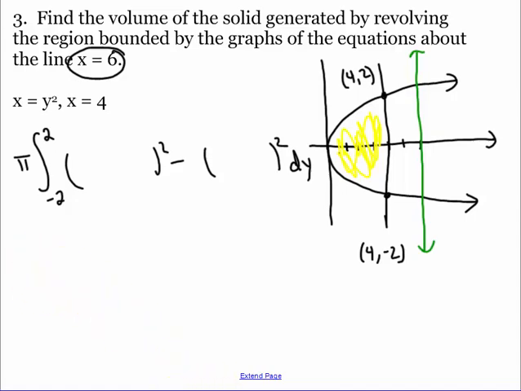Now we need to do outer radius, so whole line minus the function, minus the inner radius, which in this case actually it's kind of nice, is line minus the other line, which is 4. And again, doing this in our calculator, we get 384 pi over 5.